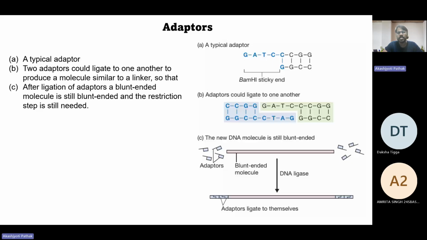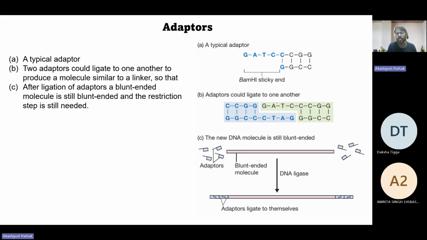Now an adapter is also similar to linkers, but linker molecules are blunt-ended DNA molecules, whereas adapter molecules have sticky ends. So you see this is an adapter molecule which has a BamHI sticky end. So this is a typical adapter. All these figures are taken from the book by T.A. Brown. You can go through that book. These concepts have been explained very nicely.